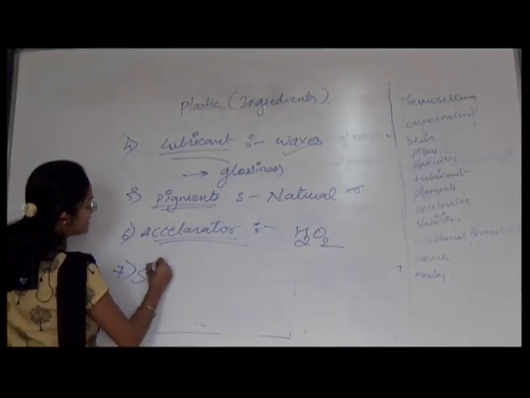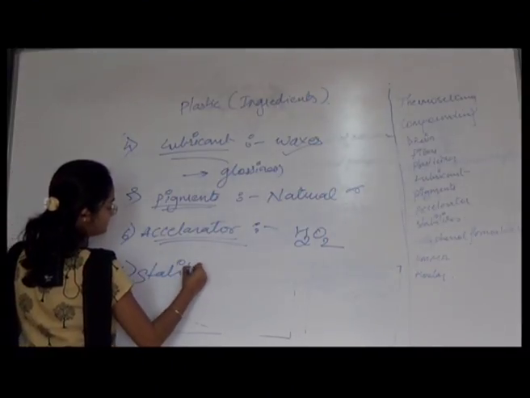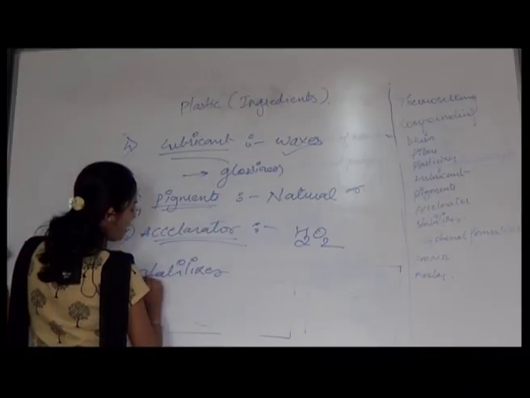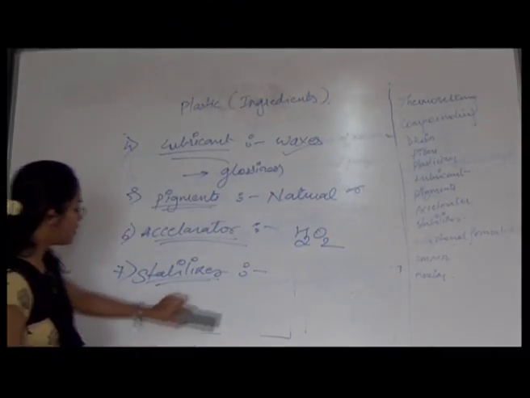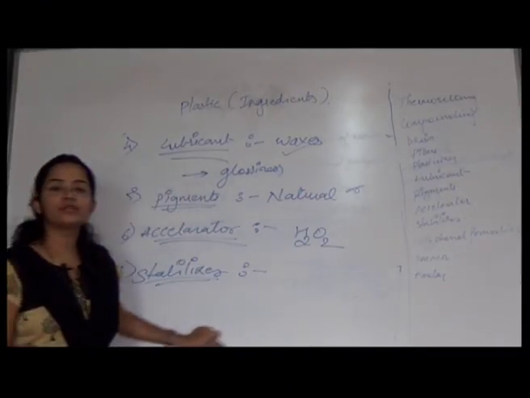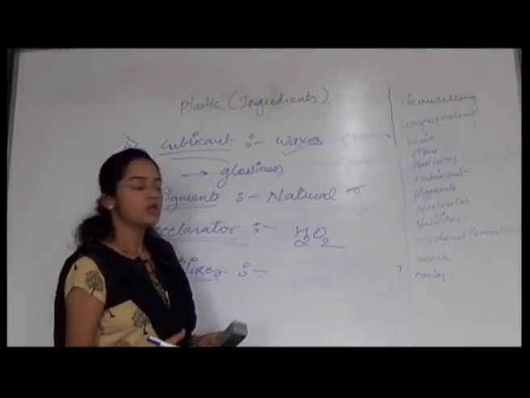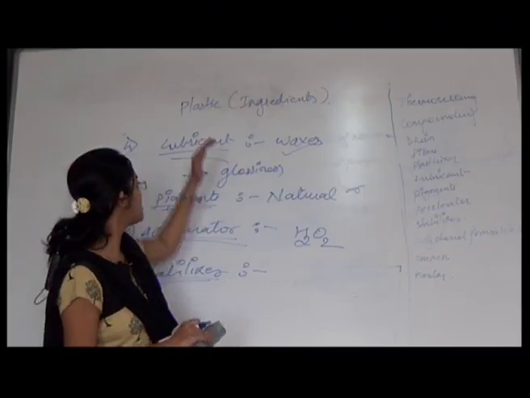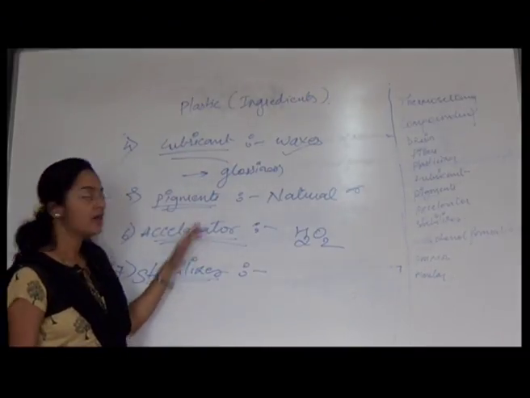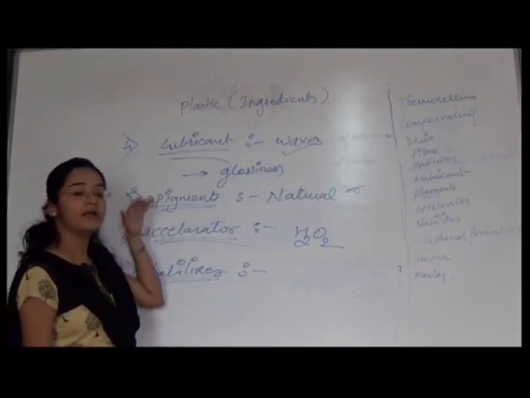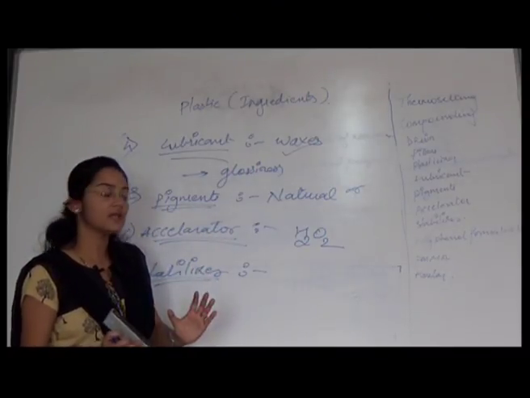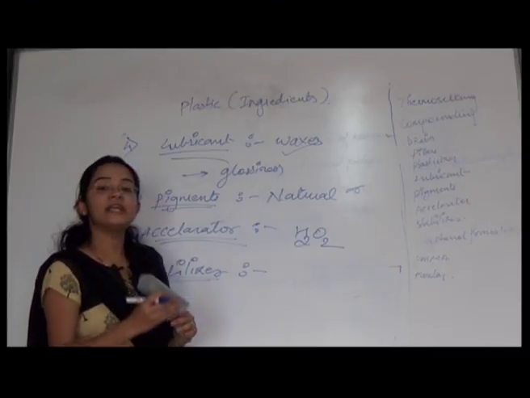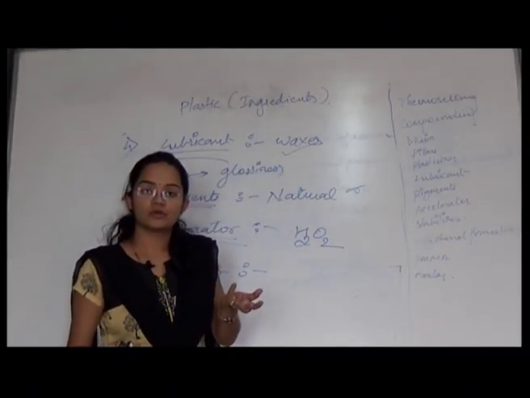Then the next one is a stabilizer. Now what is the need of adding a stabilizer? Because we are heating the plastic to different temperatures. So it may happen that, because all these things are ingredients, when we are adding lubricant, pigment, accelerator, everything into the plastic for the formation of a plastic, at that time it may happen that on heating something gets decomposed.